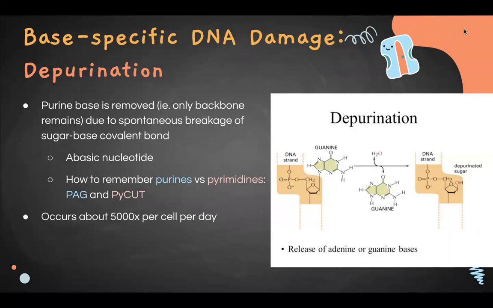And this will occur on guanines or adenines. So you'll have to remember the difference between purines and pyrimidines, because purines are the ones that are going to be released during this: the adenine and the guanine are the ones that are removed during this breakage of the sugar-base covalent bond.